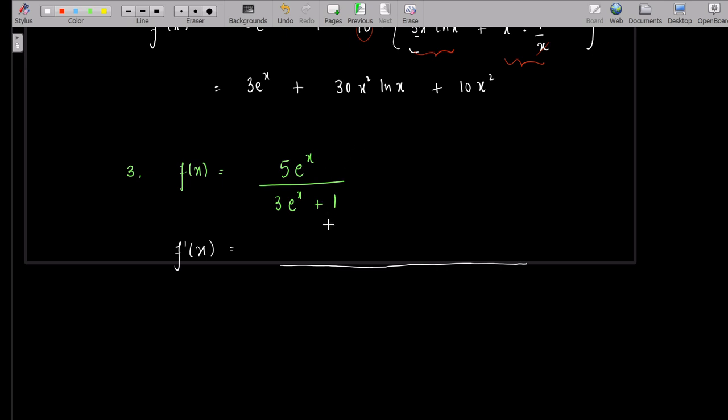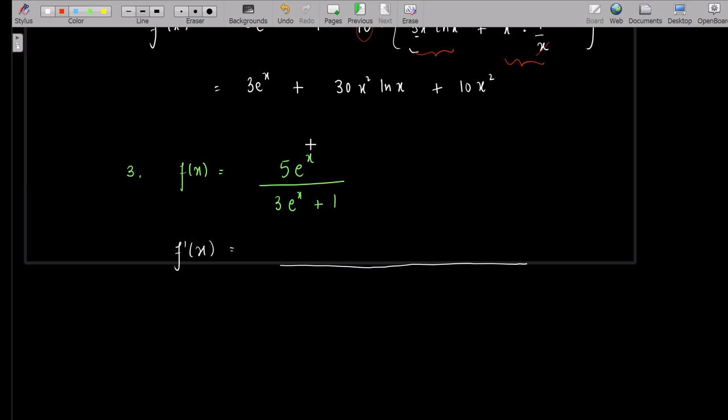Is it f prime of x times g prime of x minus g prime of x times f of x over g of x whole square, right? And that is when your f of x is the numerator and g of x is the denominator, right?